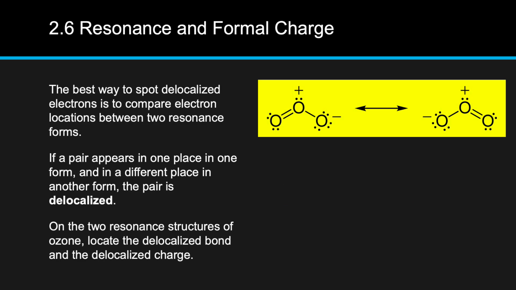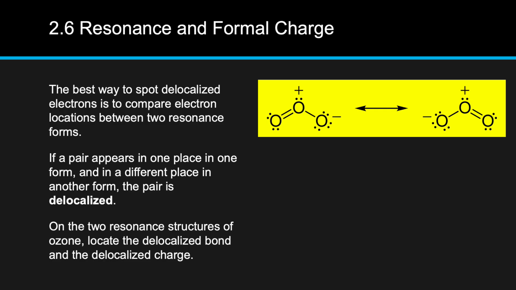Now let's look at how we can actually spot delocalized electrons. So the trick is simple. If we are comparing two resonance forms of the same molecule, and you can see a pair of electrons that shows up in one place in one structure, but a different place in another structure, that pair must be delocalized because it can bounce between those two atoms. In other words, the electrons don't belong to just one atom, they are spread out.